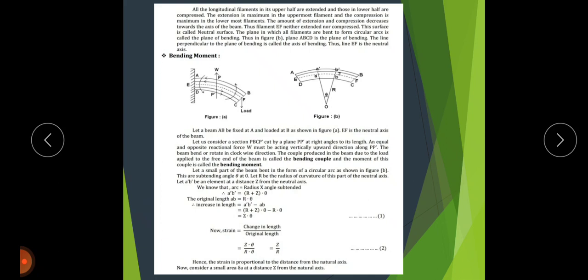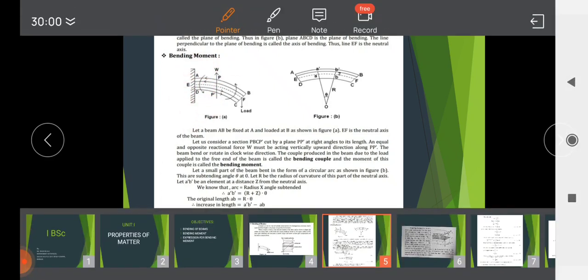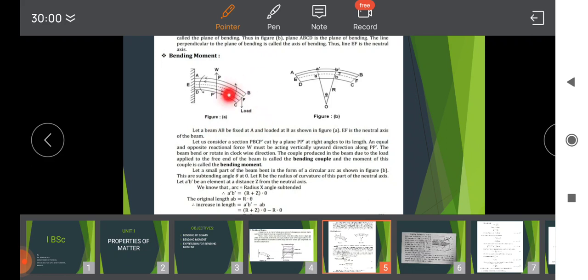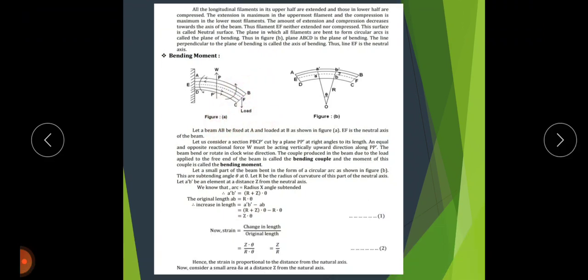Next, bending moment. Let a beam AB be fixed at point A and loaded at B. Here we apply the load to the free end. This is shown in figure A.